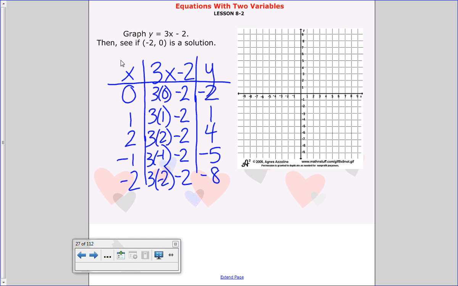So 0, -2, 1, 1, 2, 4, -1, -5, and -2, -8. There we go. So again, I connect those dots, and my line here was not very good, but there we go. And then I check if -2, 0 is a solution. Well, -2 is over here, and then 0 is right on there. So is that on the line? And in this case, no, it is not. So no, it is not a solution.